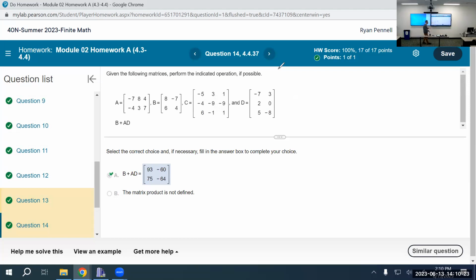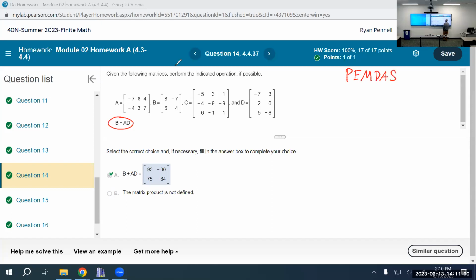This one is basically just what we've been talking about, but just a few more steps. So question 13 or 14? 14. Okay. So with this question, I want to do B plus AD. That's what I'm asked to do. I would suggest multiplying A times D first and then adding B. PEMDAS, right? It's coming up again. So I'd say multiply first, then do your addition. That's what I'm going to do.